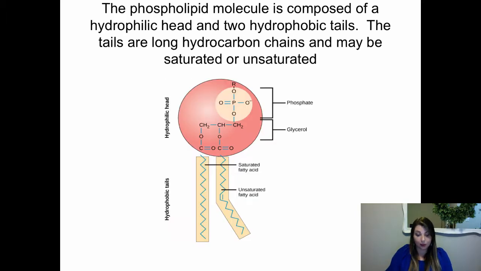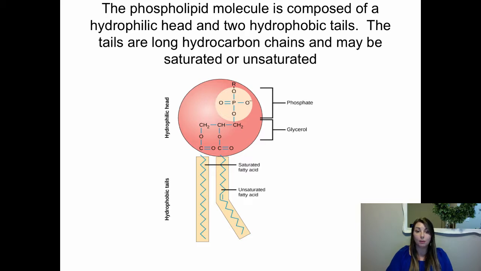Phospholipids would also need to be tested for as an acid. A phospholipid molecule is composed of a hydrophilic head and then two hydrophobic tails. And remember that these tails are long hydrocarbon chains, and they can either be saturated or unsaturated.